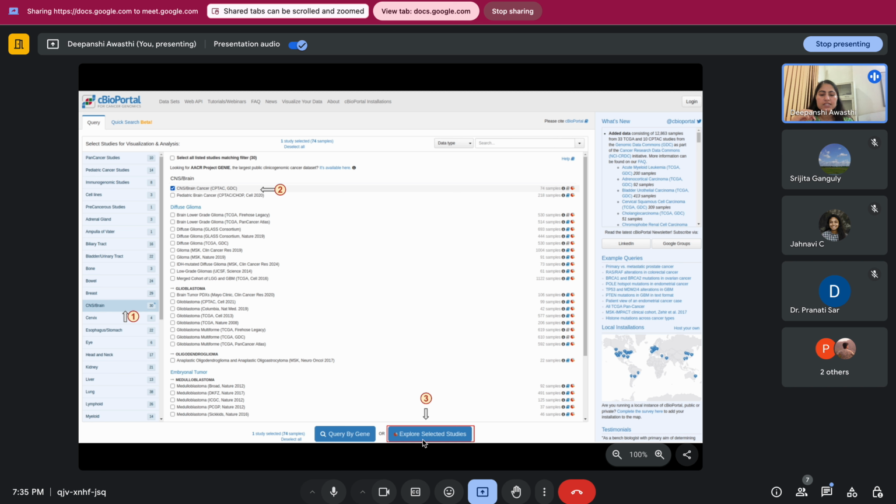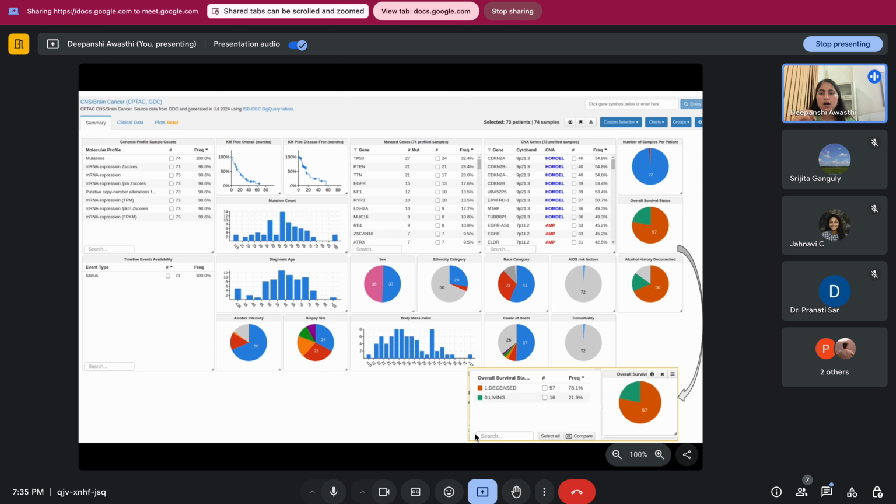Now I will go for explore selected studies, because I don't know the gene. So I will explore the selected studies. After exploring the selected studies, it will give the result in this form. So let's start with the left side. This is the summary which is opened up.